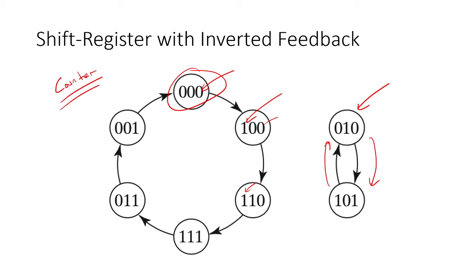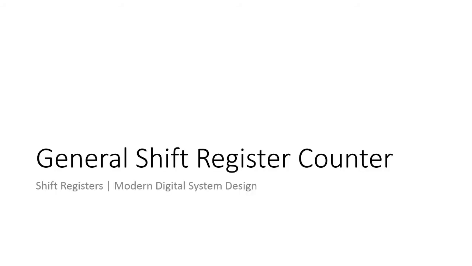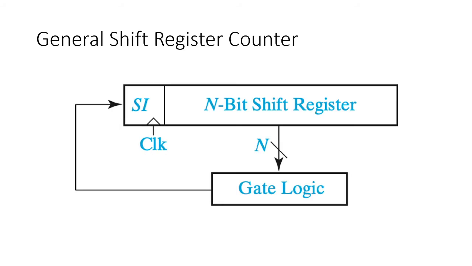And then next time we're going to see how, using that effect, we can create circuits that count, which is extremely, extremely useful. In fact, we'll generalize it before we pick up next time. So a general shift register counter has essentially a serial in and a clock, a shift register that is a number of bits. Those bits get spit out to some kind of logic, right?